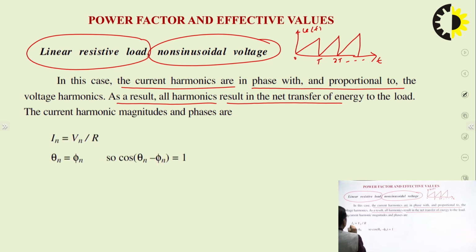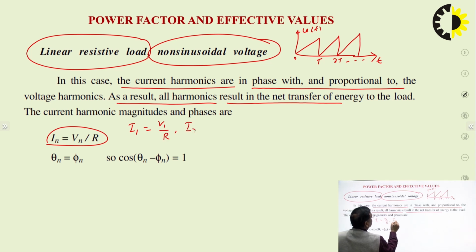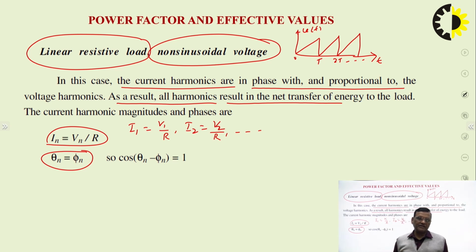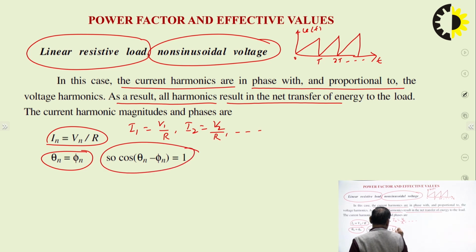So current harmonic magnitudes and phase are given as In equals Vn upon R. Suppose for the fundamental it is V1 upon R, for the second harmonic V2 upon R, and so on. And theta and phi are equal because they are in phase, so the phase angle is 0. So in this case your power factor is unity.